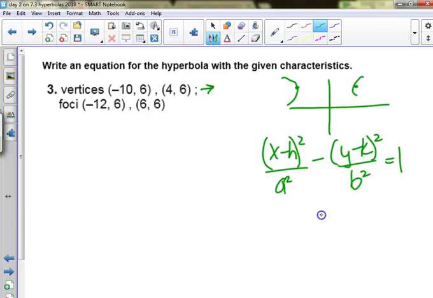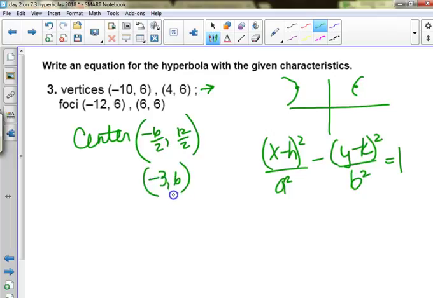Okay. Center. We add the vertices. We get that, which is -3, 6. Anybody coming up with that? So fill that into the equation for me.